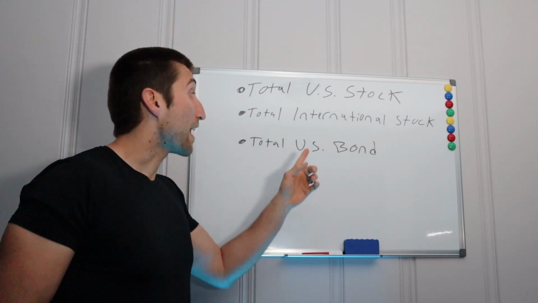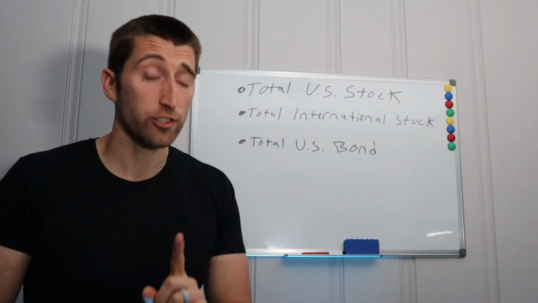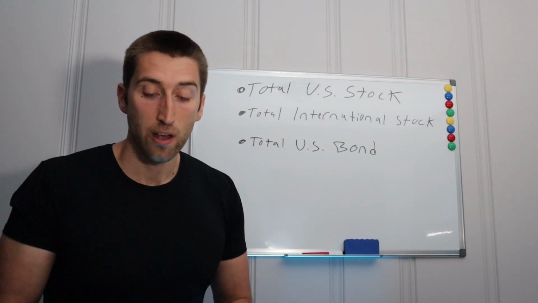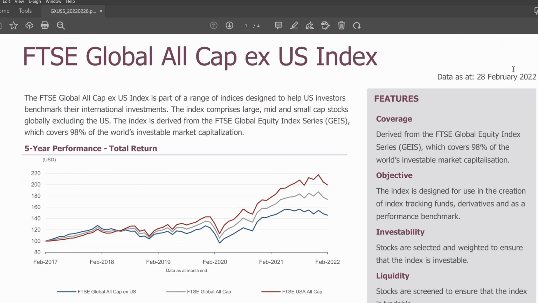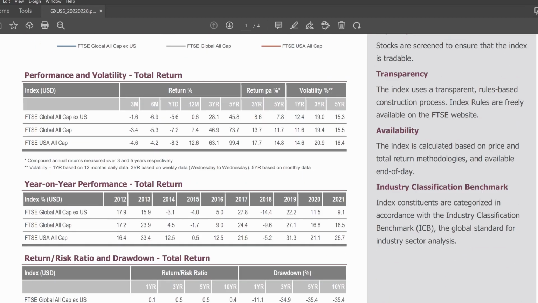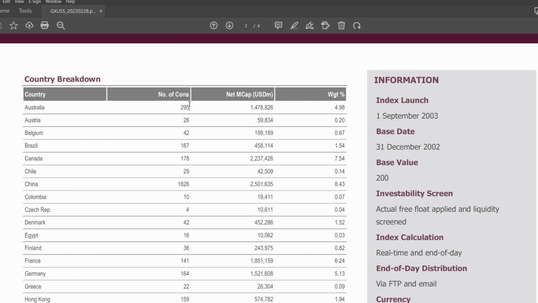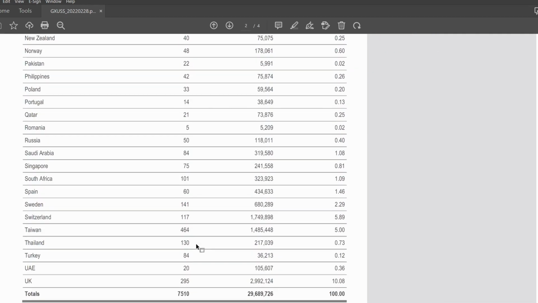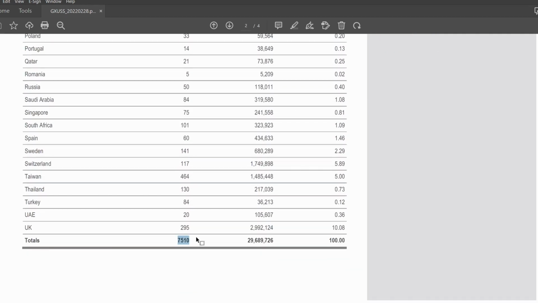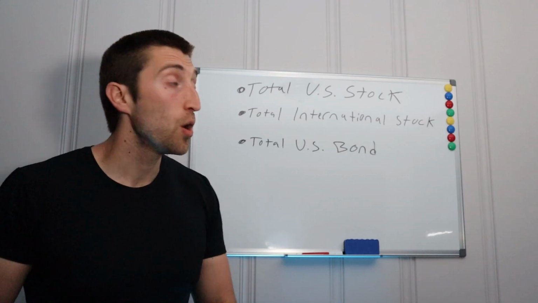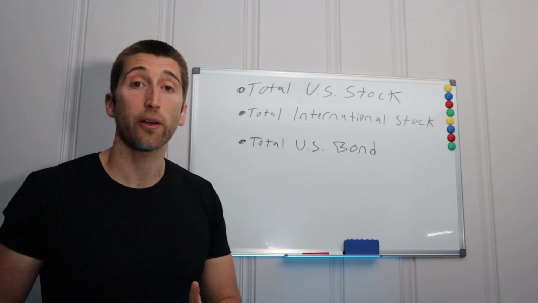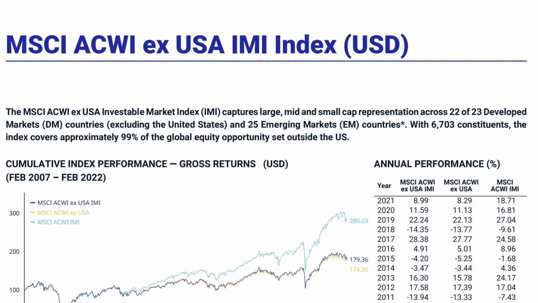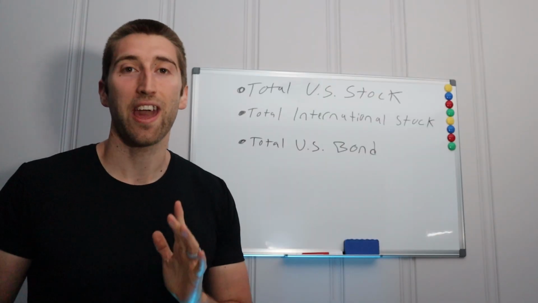But when it comes to the international stock market index, here's what Vanguard tracks. Vanguard tracks the FTSE Global All Cap excluding US index. And that index tracks 7,510 stocks. This can change, but that's when I looked it up, 7,510 stocks. Whereas Fidelity, when it comes to the total international stock market index, tracks the MSCI ACWI excluding USA Investable Market Index. That is definitely a mouthful.